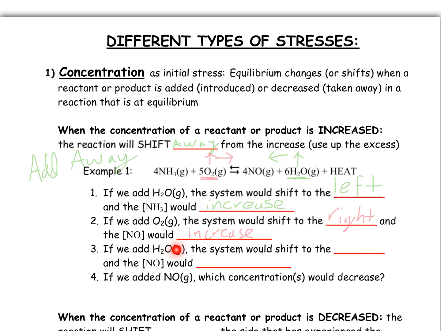If we add H2O, which we already drew the arrow for here, add H2O, add away, arrow away, we'll shift to the left again. And the concentration of NO will decrease. We shifted away from the product. If I'm producing a lot more of this reactant, that means I'm using this up. So this will decrease. I'll leave the last one for you.